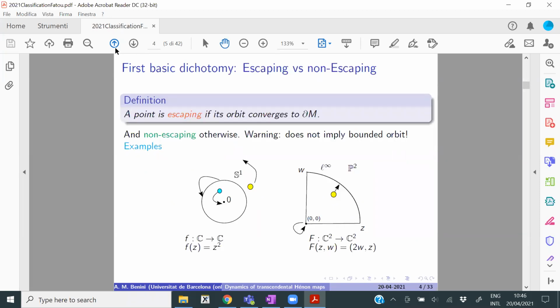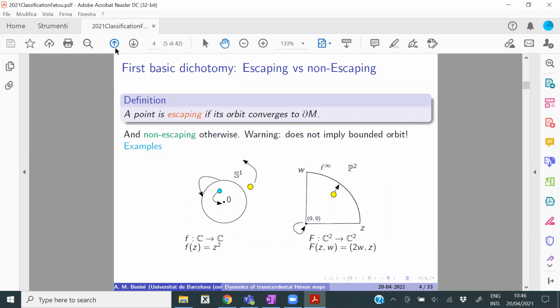So, some very basic dichotomies. We are used to thinking about the first dichotomy being the Julia set versus the Fatou set. But even before getting into this, another dichotomy is whether your orbits accumulate in the manifold that you're considering. Our manifolds are M equals C or C2. I just wrote M so that I don't need to write both C and C2 every time.